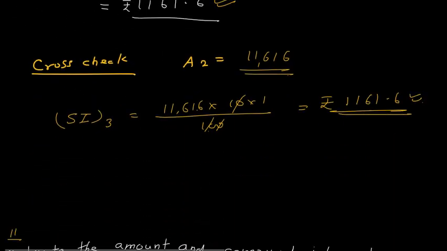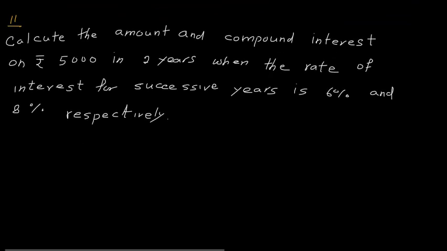Now see this 11th question. The 11th question is: calculate the amount and the compound interest on rupees 5,000 in 2 years when the rate of interest for successive years is 6% and 8% respectively. So now here for both the years the interest rate is not the same. For 1 year the rate is 6%, and for the next year the rate is 8%.